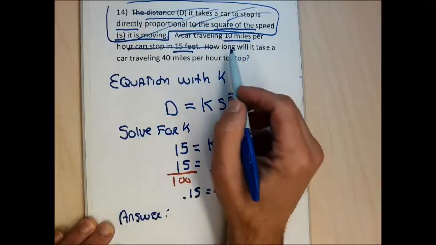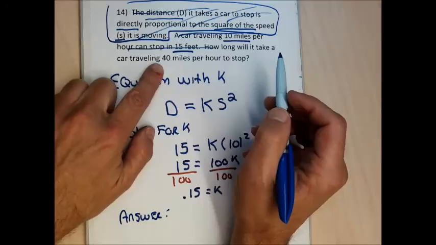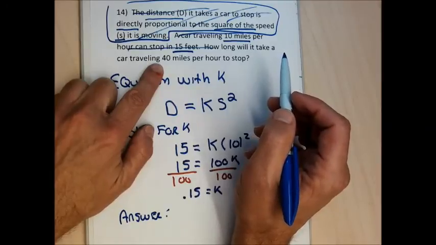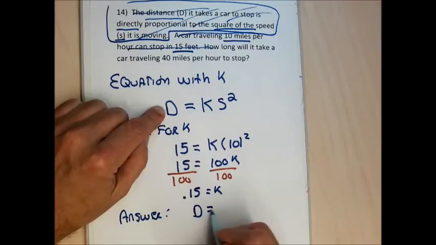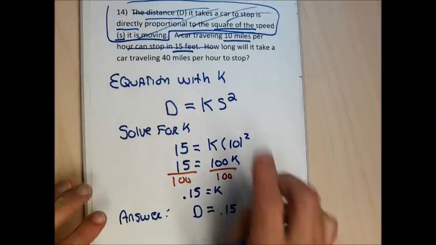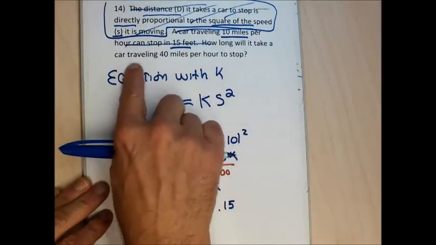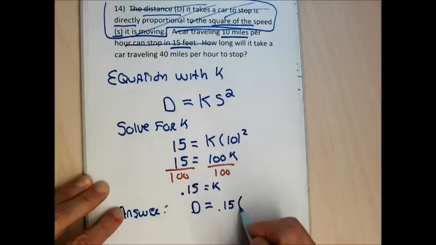So in the last sentence: how long will it take to stop a car traveling 40 miles per hour? I'm going to put the d down. I'm going to put in equals. In for k, I'm going to plug 0.15. And the number in the last sentence is the speed of the car, 40 miles per hour. So in for that s, I'm going to plug 40.